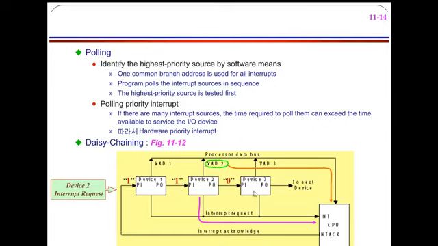Okay, so what happens here? Let us assume a daisy chain here. Suppose device 2 wants to get a service from the CPU processor. Device 2 will give the interrupt request to the CPU. Once the interrupt request has been given, the processor will give the interrupt acknowledgement.